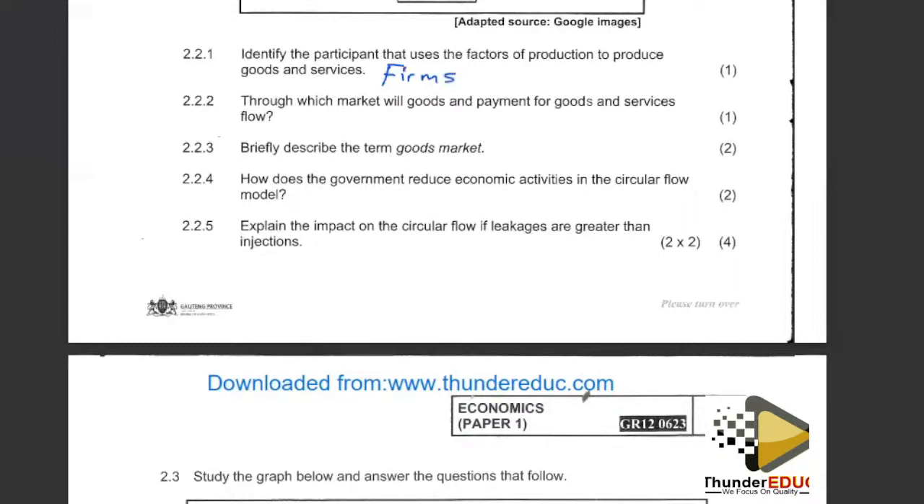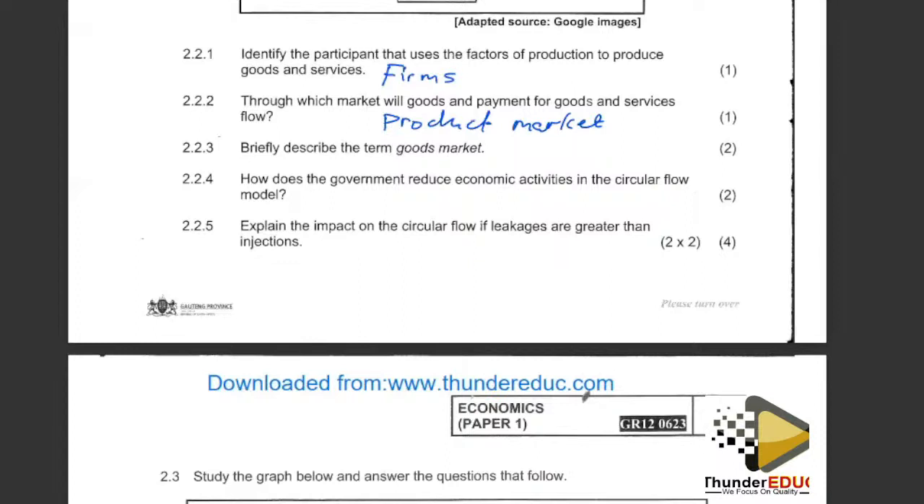Okay, right. So let's move on to the next question, 2.2.2, which reads as follows: Through which market will goods and payment for goods and services flow? They flow under what we call the product market. Remember, I've already explained this product market. I said the product market is a market where goods and services are bought and sold.